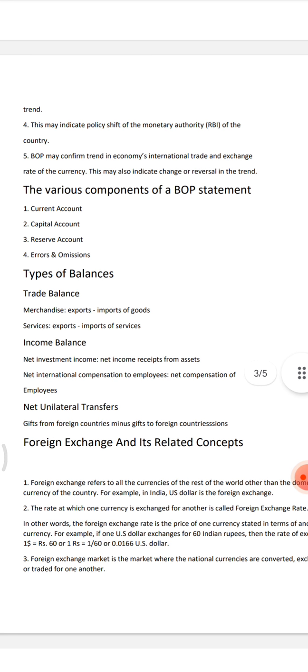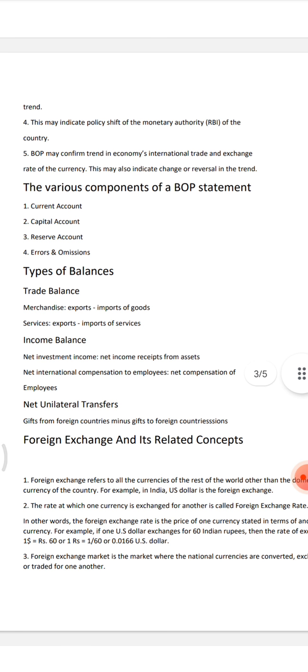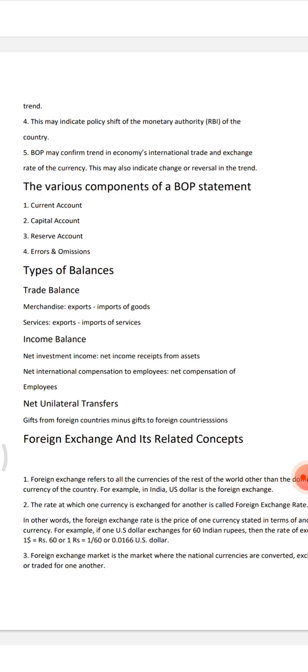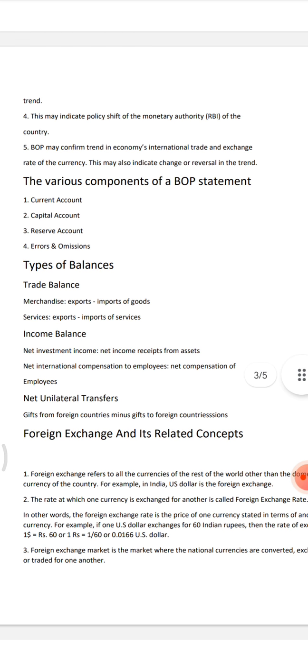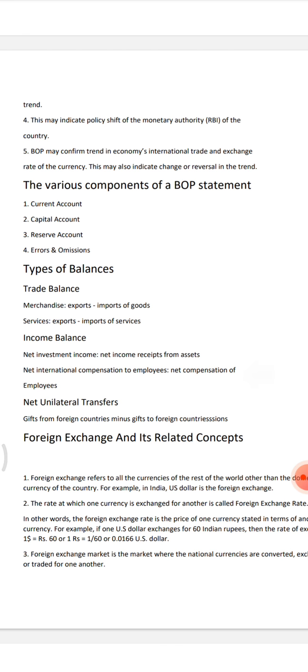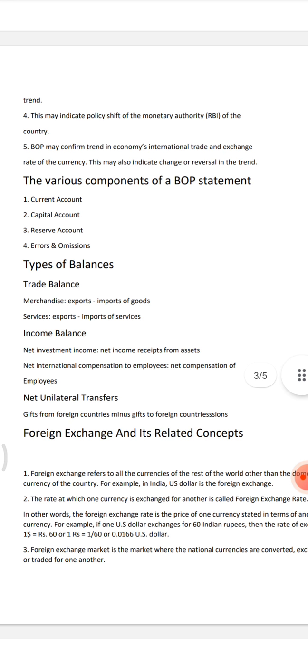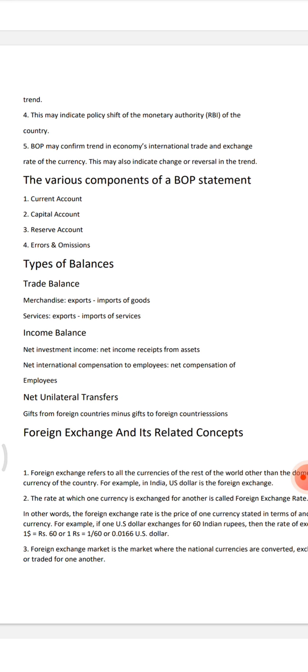balance of payment statement. So there are a total of four components of balance of payment statement, and these four components are current account, capital account, reserve account, and errors and omissions. So now I'm going to tell you about the current account balance.